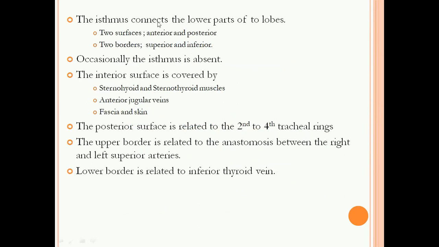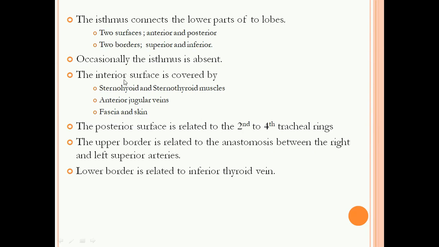The isthmus connects the lower parts of the two lobes, and there are two surfaces, as I said, to the isthmus also. There is an anterior surface and a posterior surface. There are two borders, a superior border and an inferior border. So the isthmus is sometimes absent also, and this may be agenesis, or when the gland is smaller in size, the isthmus is not very distinguishable.